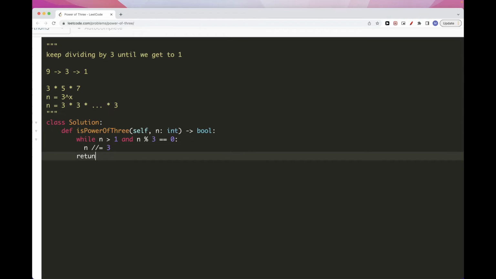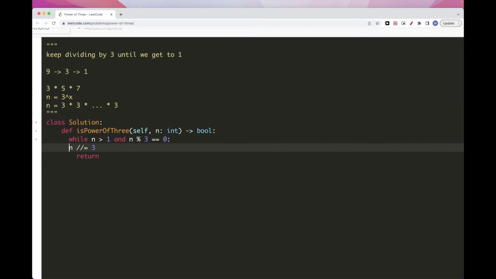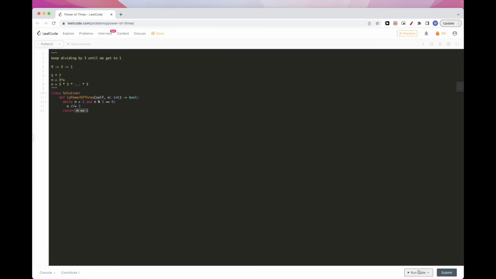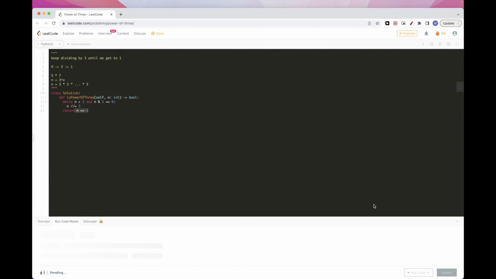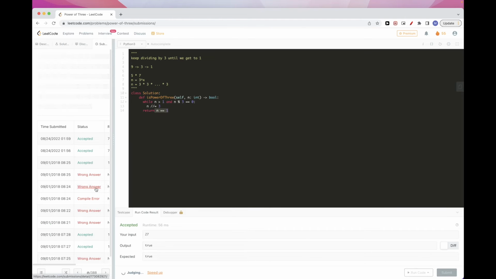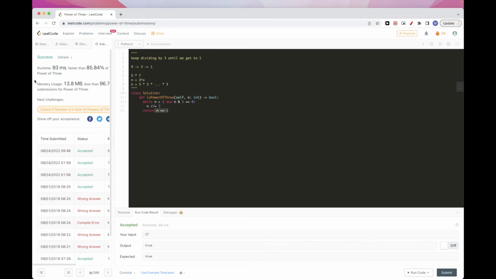And what we should return here is whether we reach 1. So we return n equal to 1. Because if we aren't, let's say in this case we divided by 3, we exited with this value, we check it's different than 1, we return false. So that's pretty much it. Let's submit. Okay, so that passes test cases.